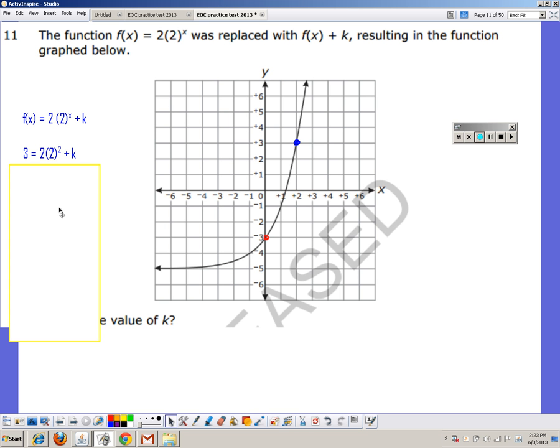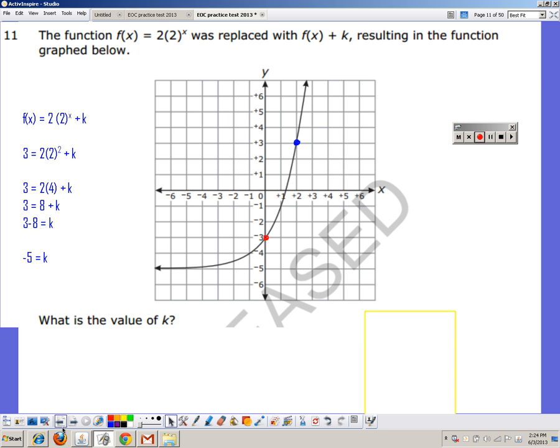Well, do exponents first. 2 to the second power is 4. So 3 equals 2 times 4 plus k. 2 times 4 is 8. 3 equals 8 plus k. To find out what k is, subtract 8. And k equals -5. So the value of k is -5.